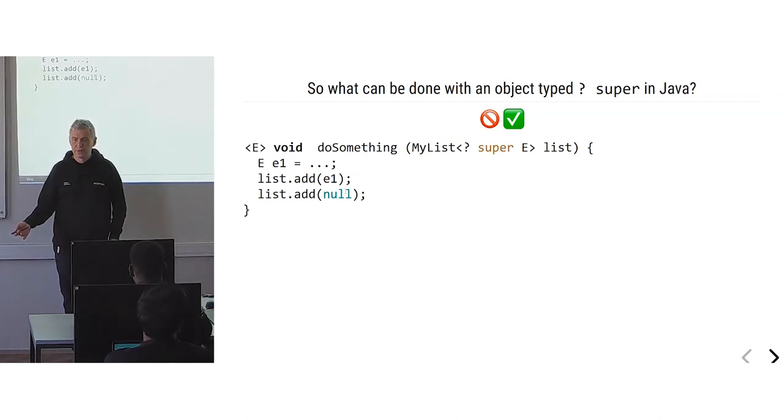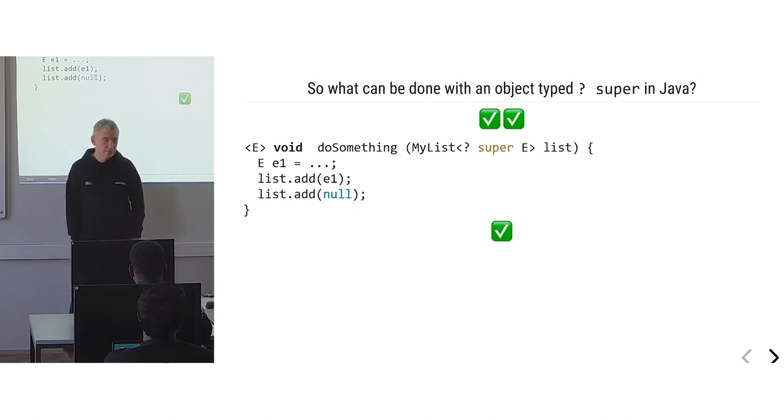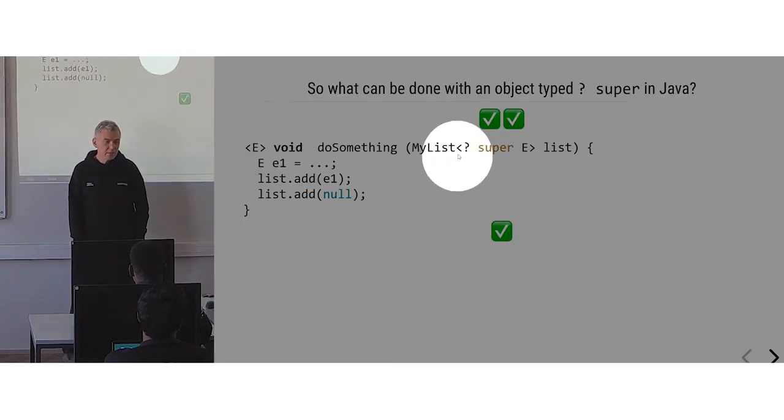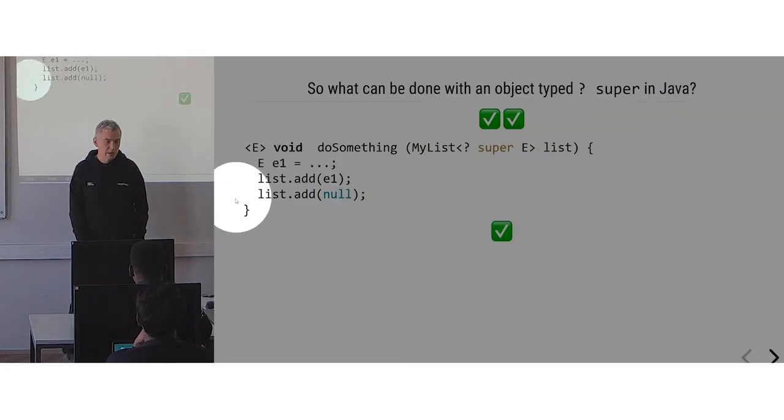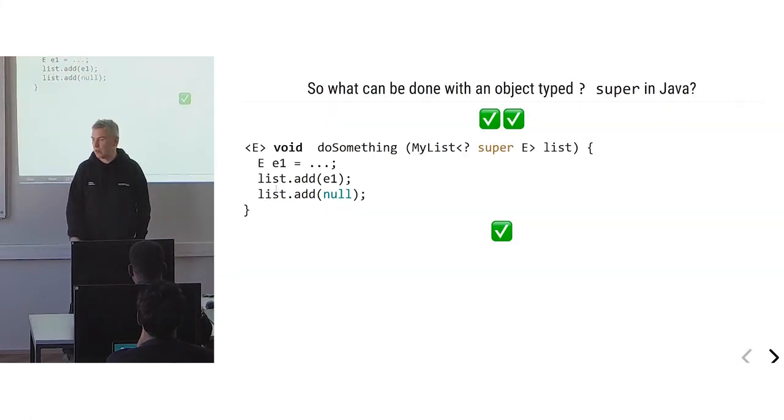For super, I think it's okay. Yeah, okay, sure, of course. Because it's either my list of E, and it's okay, or it's some supertype including object. It's still okay to add an E if it's a list of object.